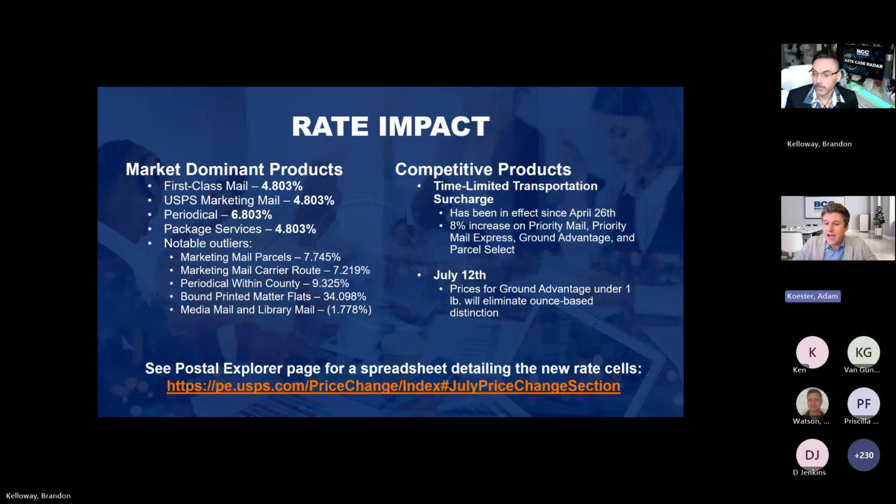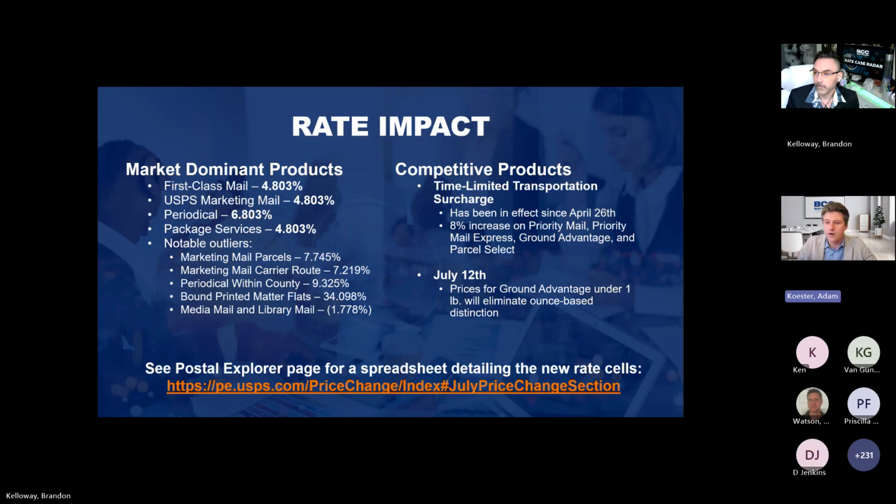The competitive products are not getting a broad sweeping rate change this time, because that time limited transportation surcharge went into effect on April 26th. They did that to cover their costs with the rising gas prices. That 8% has been in effect since April 26th. So if you've been doing competitive products, you've already been paying those. The major change that we're getting for the competitive products in terms of a rate increase or adjustment is on Ground Advantage pieces under a pound. They used to be priced out at 4-ounce increments. They're still technically broken apart by 4-ounce increments, but all of those costs are exactly the same at the moment per zone across the board.